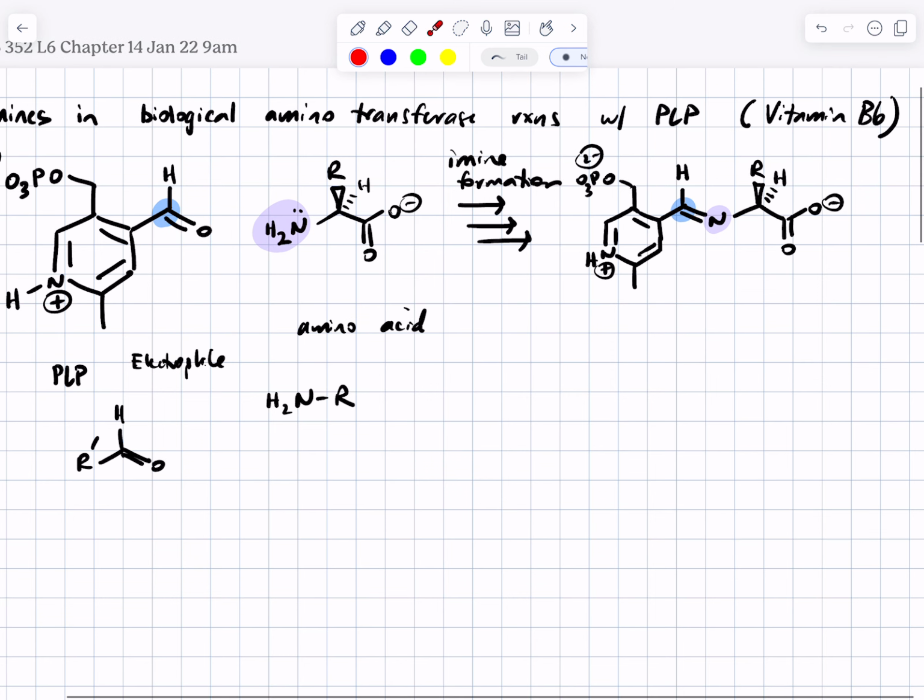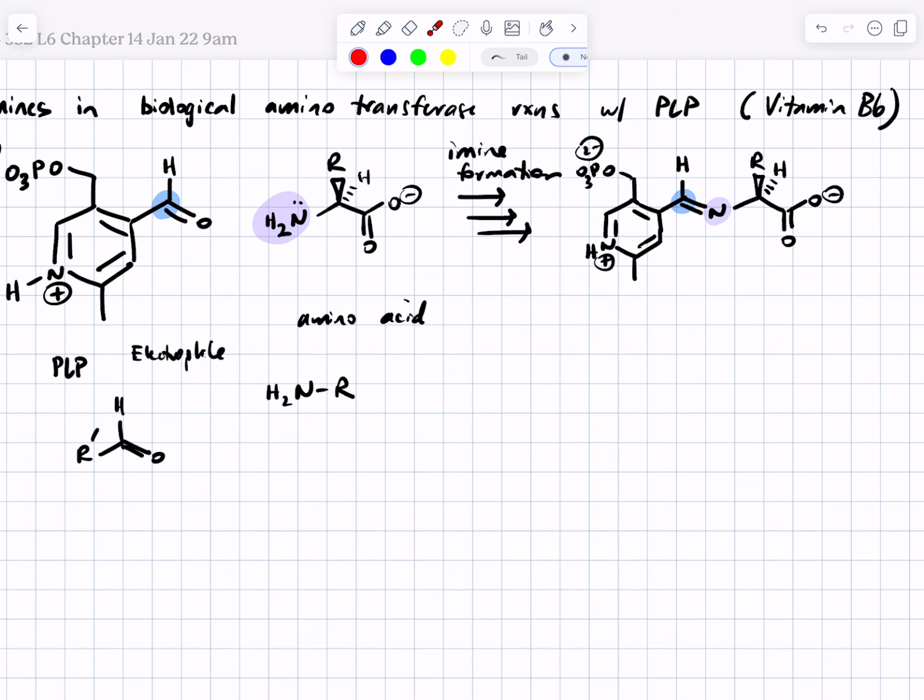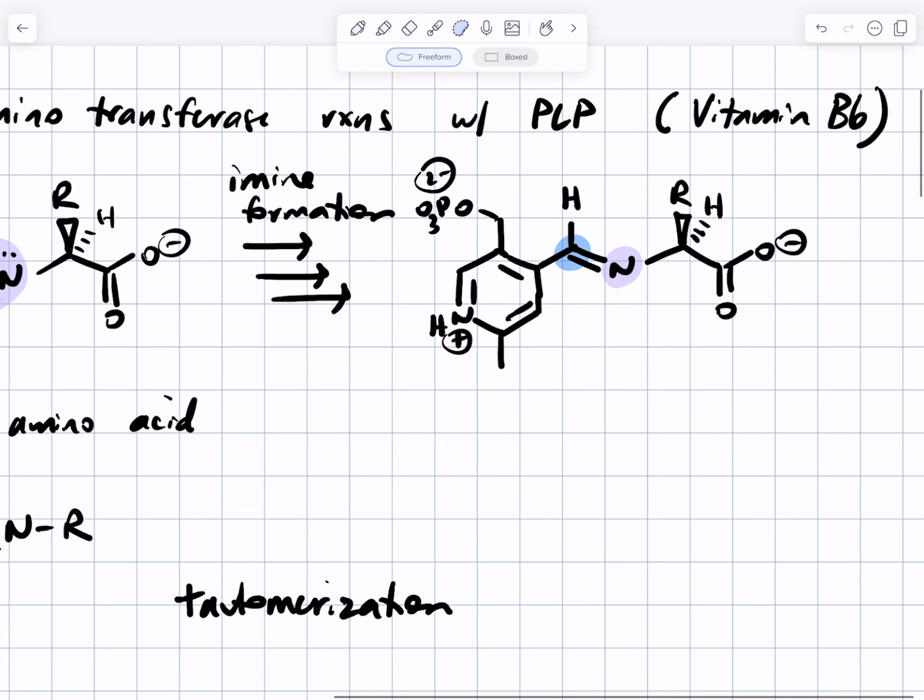What happens next is kind of interesting because we're going to undergo tautomerization. Remember that tautomerization is simply changing where a pi bond is and changing where a proton is. The proton that's going to be involved in tautomerization is this one. The pi bond that's going to be involved in tautomerization is this one, the carbon-nitrogen pi bond.